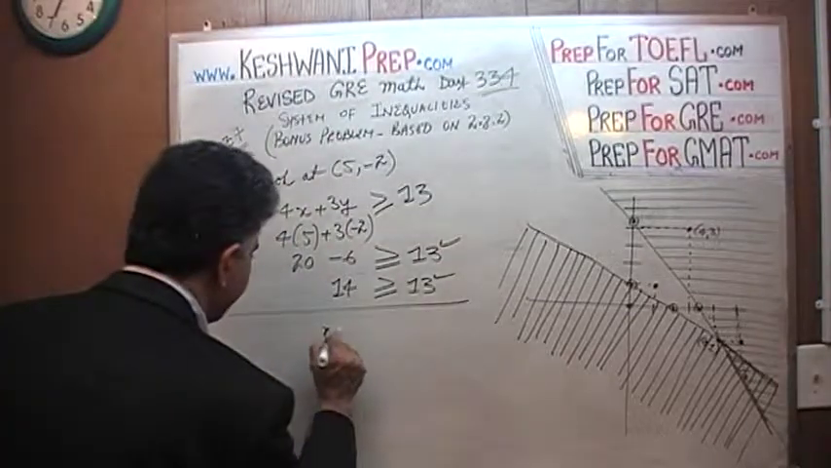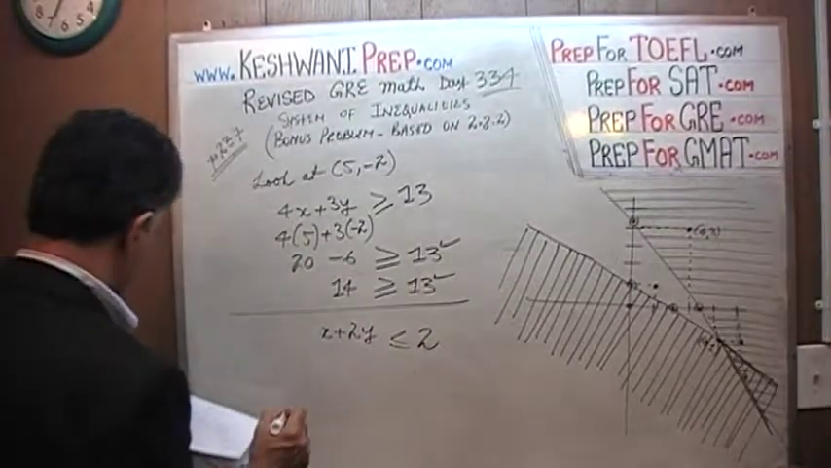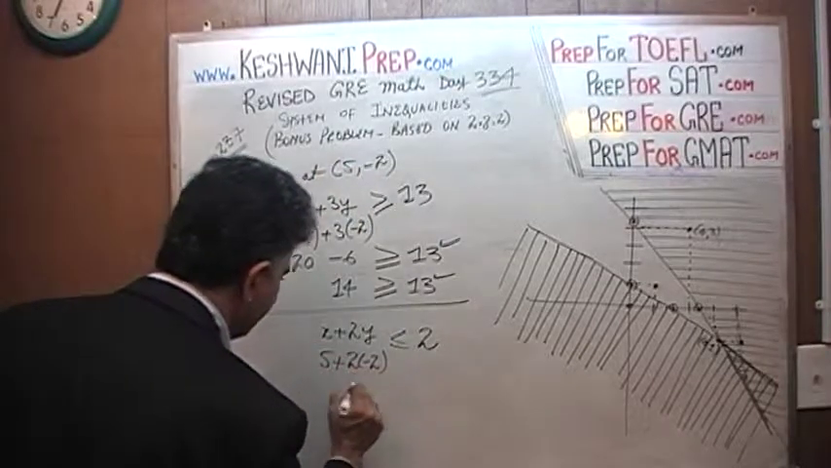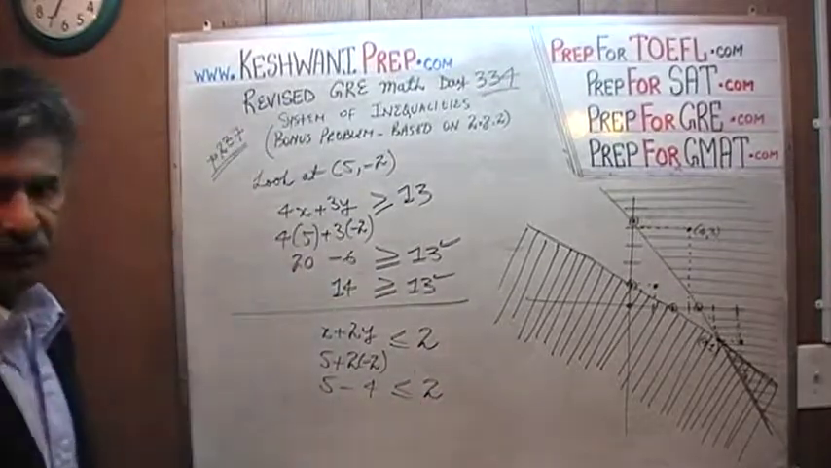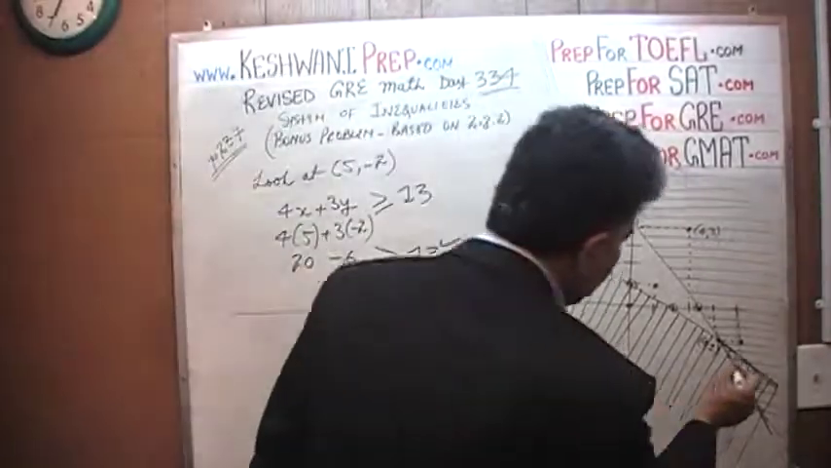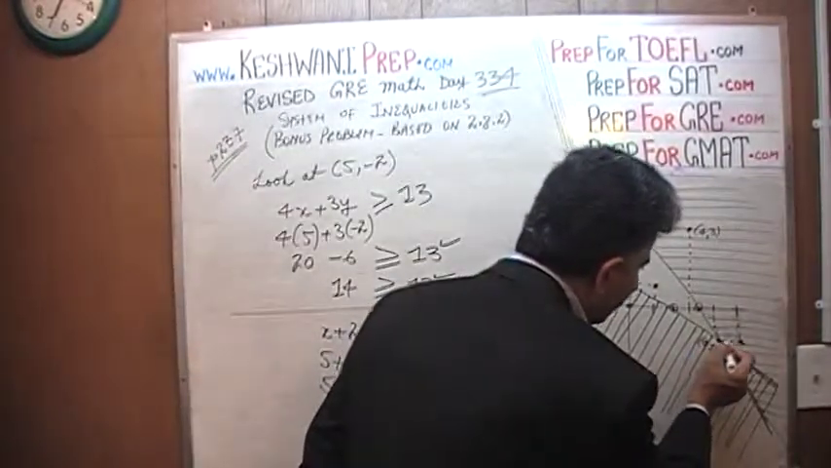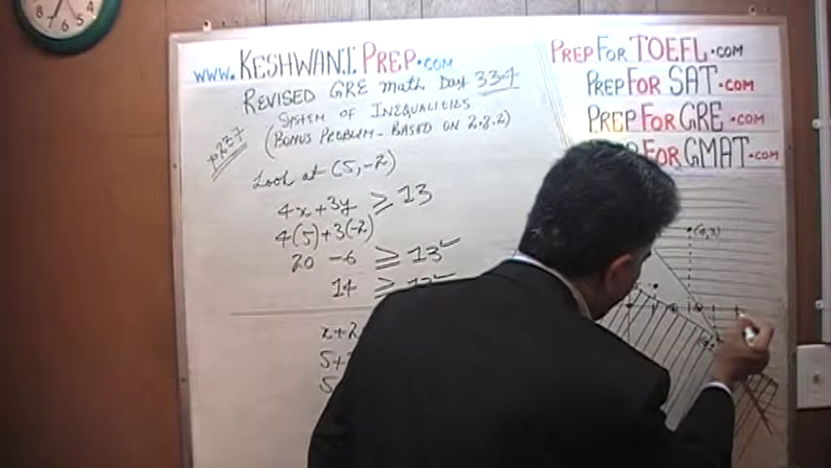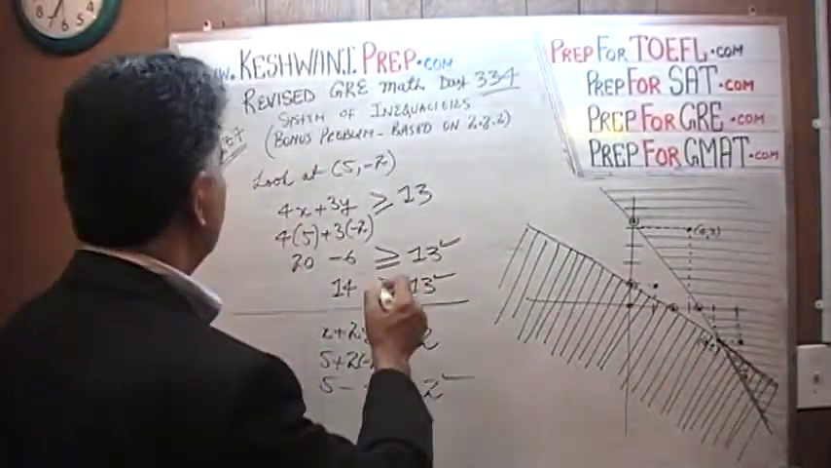The second one was x plus 2y is less than or equal to 2. So again we have 5 and negative 2. So we have 5 plus 2 times negative 2, 5 minus 4 is less than or equal to 2. 5 minus 4 is 1, which also satisfies the second inequality. You see, this point right here works. I was about to take this point, but 5 and negative 1 does not lie in the solution region. 5 and negative 2 does.